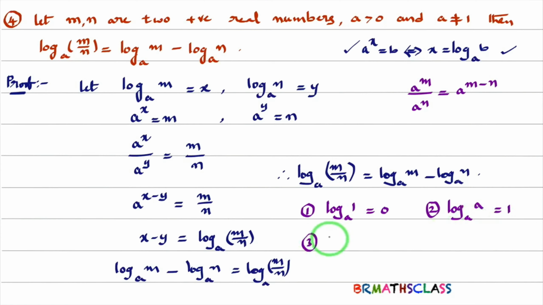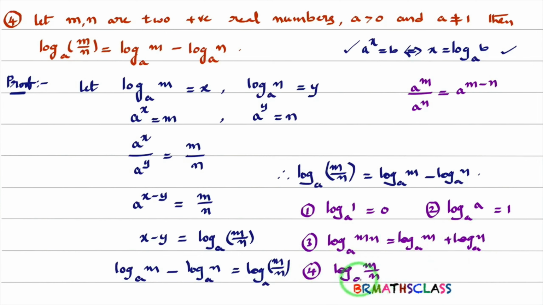And what is the third property we learned? We learned that log mn base a can be written as log m base a plus log n base a. Next, fourth property, log m by n base a can be written as log m base a minus log n base a. Total 9 properties are there. We did proofs of 4 properties now. In the next class, I'll do the proof of the remaining 5 properties.